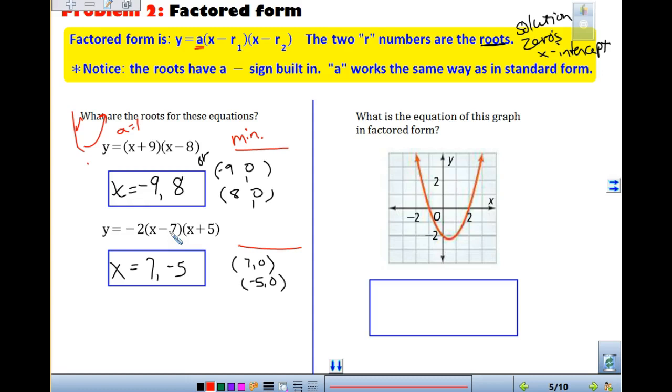So knowing that now, Abby, Brooke, what did you guys say for the second one, minimum or maximum? This one is going to have a maximum. This negative 2 right here, this negative is telling us that our parabola will be downward shaped, right? So that is that maximum point. Whereas here we're talking about when A was 1.